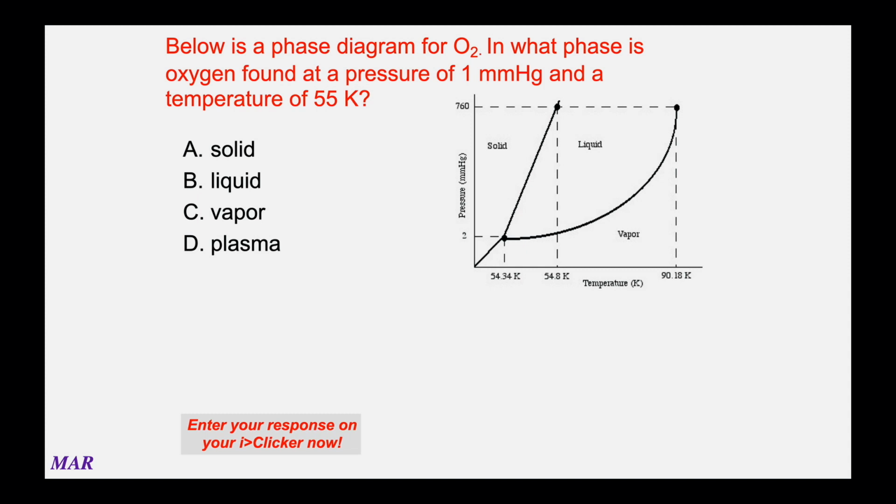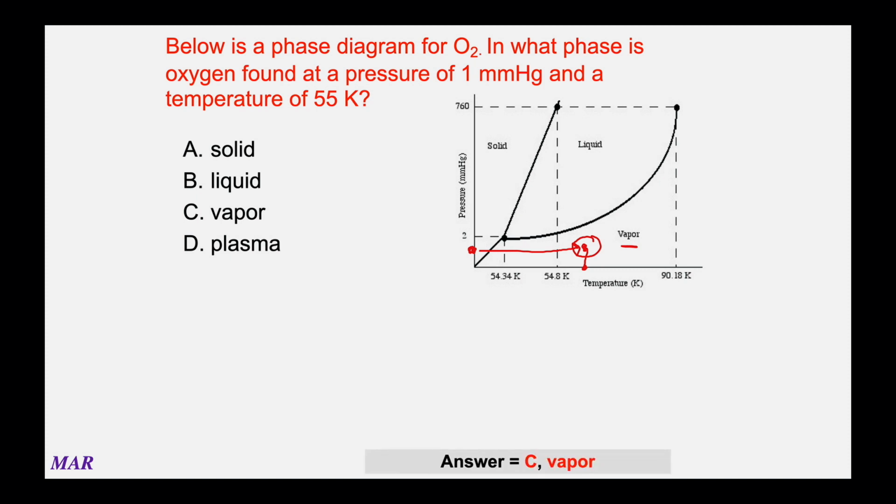Anyway, to do this problem, it's pretty chill. What I would do is go up to where 1 millimeter of mercury is. So the bottom is 0, 2 is right there, so 1 is obviously kind of halfway in the middle. And then 55, you can see the numbers are getting bigger as you go right. I'm going to guess it's about right here. So if you go over to this point, this is the spot where roughly 1 millimeter of mercury and 55 Kelvin come together. And you can see that this is in the lower part of the phase diagram. This should be a vapor. All right, that's really all there is to it.